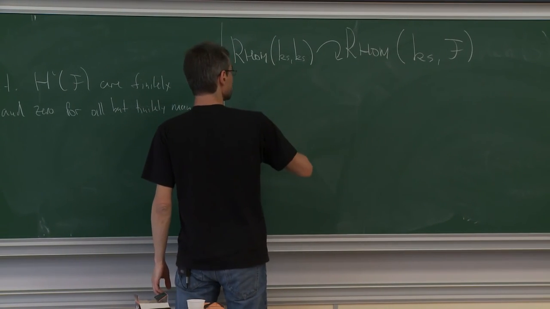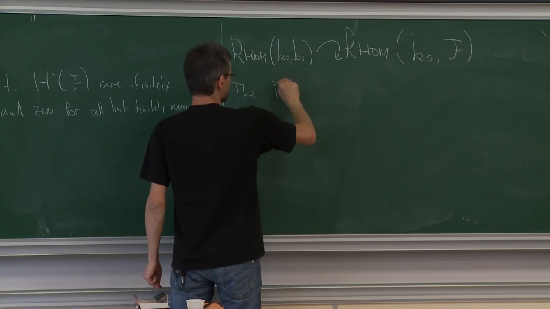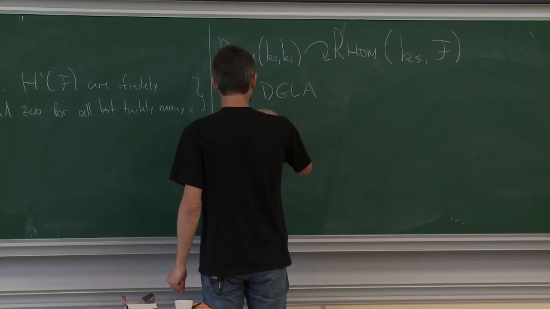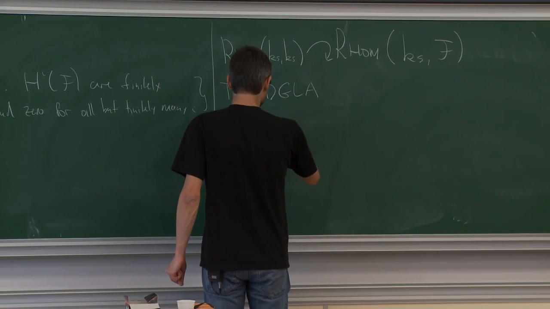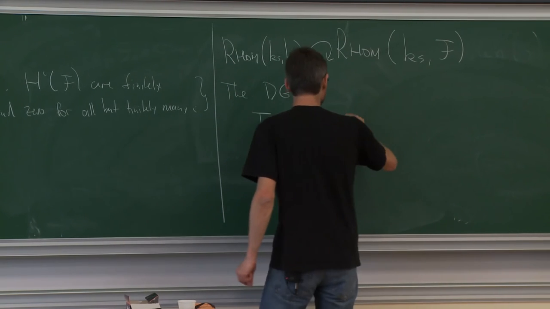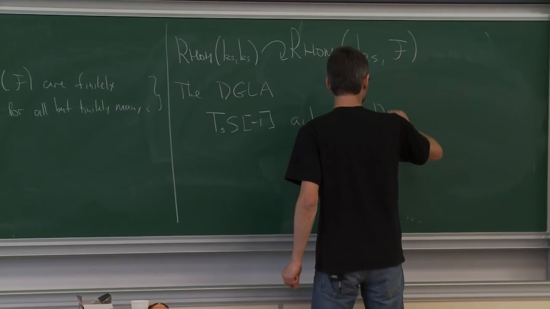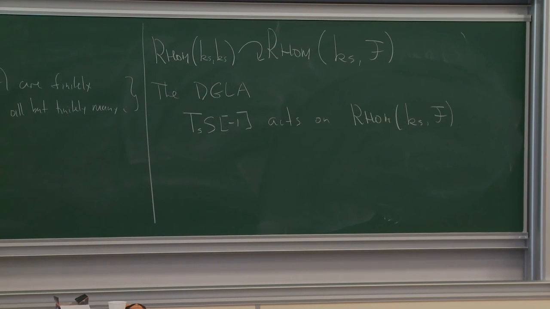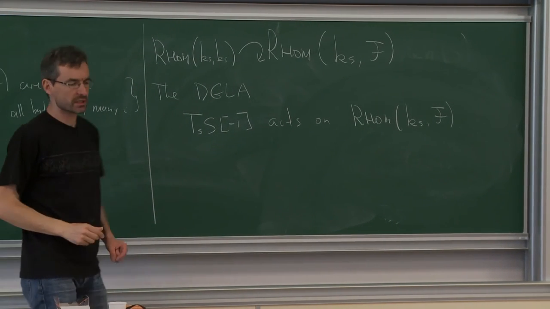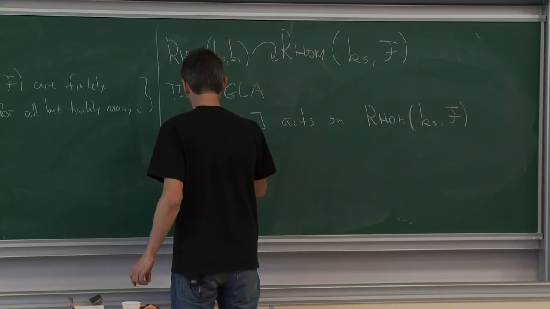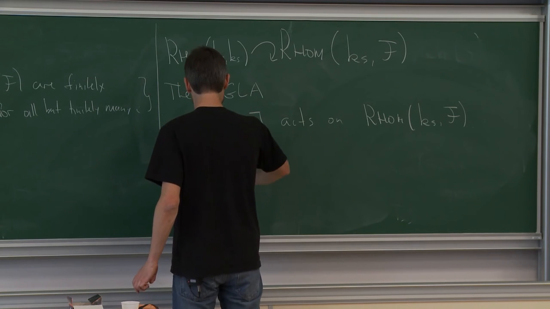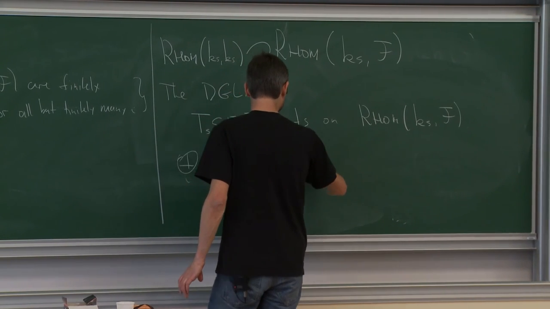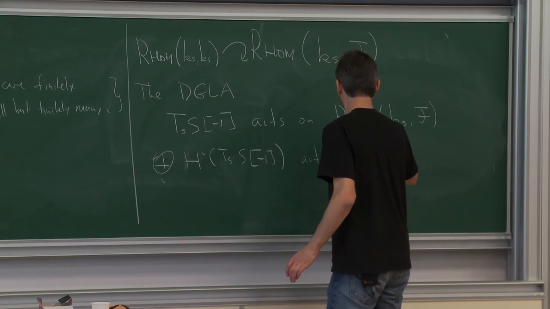In particular, the DGLA, differential graded Lie algebra, acts. In particular, let's pass to individual cohomologies. So if you change just the graded Lie algebra acts on.